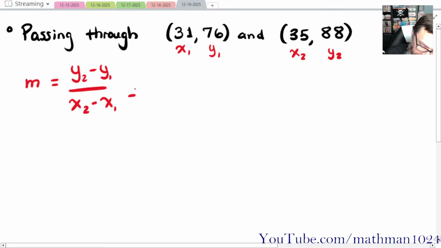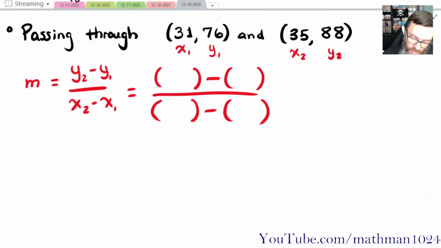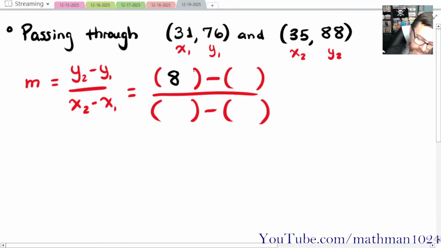When you plug into this formula, you have to be very careful. Anytime you're doing substitution, you want to make sure that you use parentheses. So I'm going to have y2 minus y1 in the numerator. The parentheses are there, and that minus sign is because there's subtraction in the formula. And the denominator is going to be x2 minus x1. And now we just plug in our values. So y2 is 88, y1 is 76, x2 is 35, and x1 is 31.